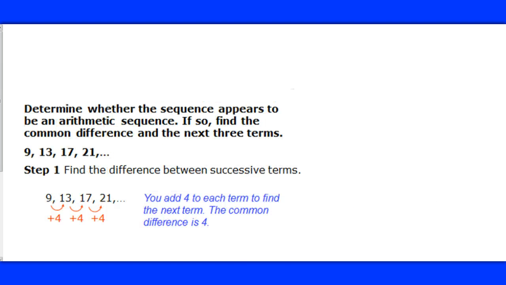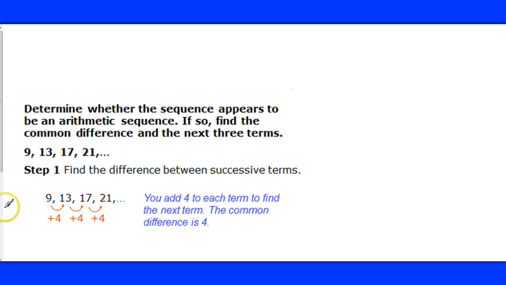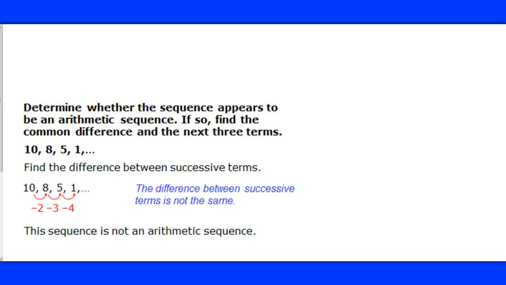Here I'm asking you to tell me if it appears to be an arithmetic sequence. So to go from 9 to 13, we add 4. 13 to 17, we add 4. 17 to 21, we add 4. The 3 little dots that you saw at the end here just simply mean and so on, that same pattern continues.